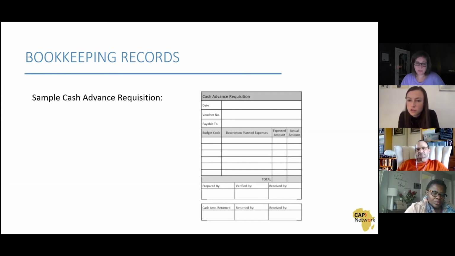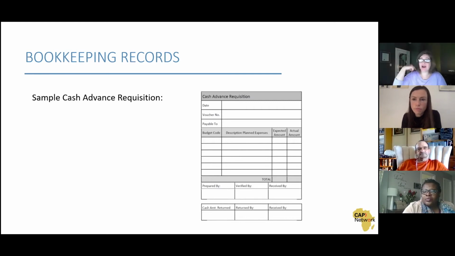And then the suggestion from Mark, all the forms that require budget codes should have the codes printed on the back of the form. That's a really excellent idea. Yeah. So that way you have a place to refer to figure out which budget code you need, because you might not have memorized all of the budget codes for each project.